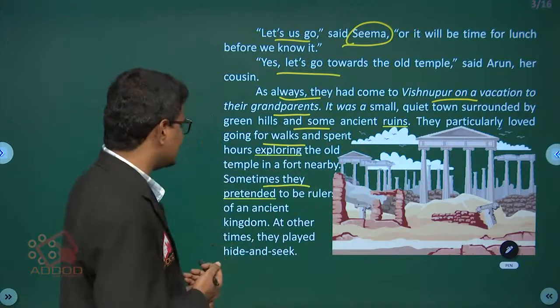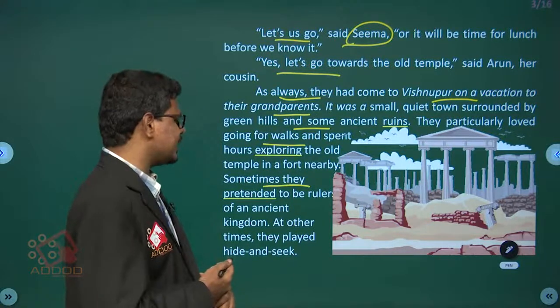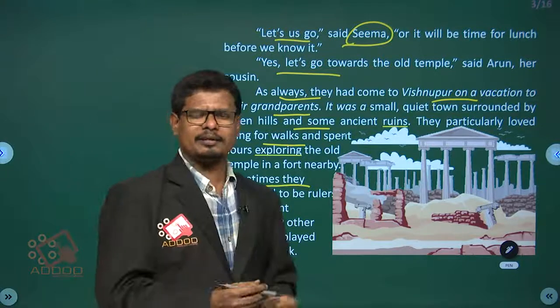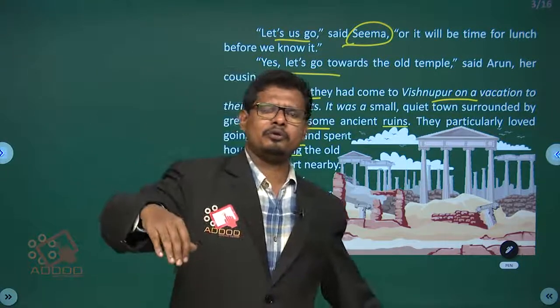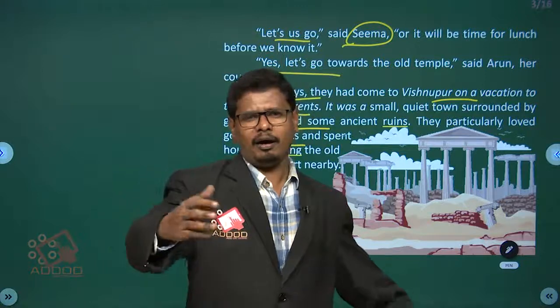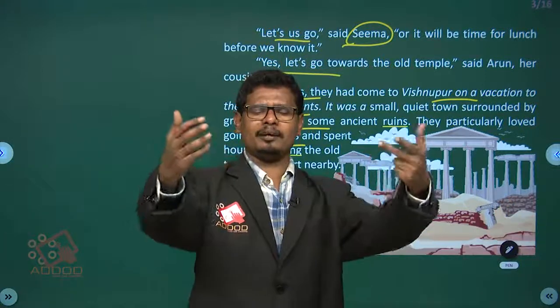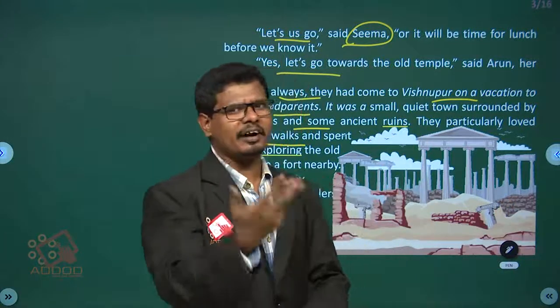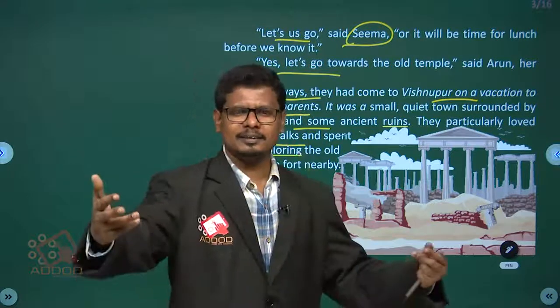Sometimes they pretended to be rulers of an ancient kingdom. Sometimes they pretend like they sit on a stone throne and they would say, "Ha ha ha, I am the king, right? Rajadhi Raja, Raja Marthanda." They may say that.